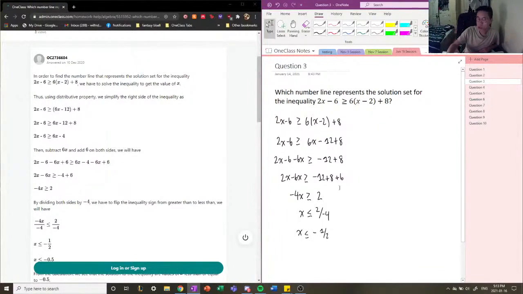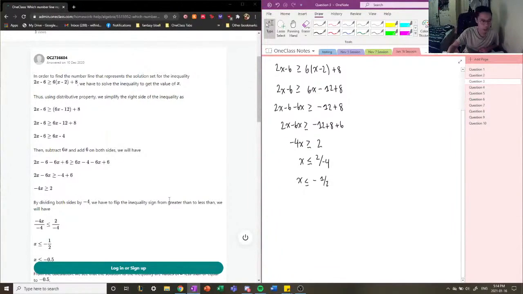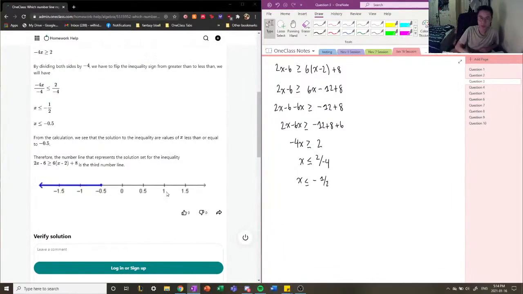Okay? So this inequality that we have here is the same thing as the original inequality. We just basically simplified everything and organized it in a way that is easier to interpret. So now we know the values of x that will make this inequality true. Any value of x that is less than or equal to negative half is going to make this inequality true. So now we're going to set up our number line here.